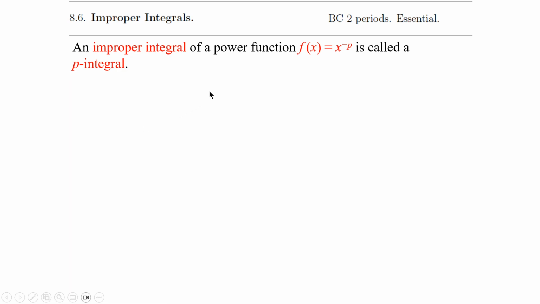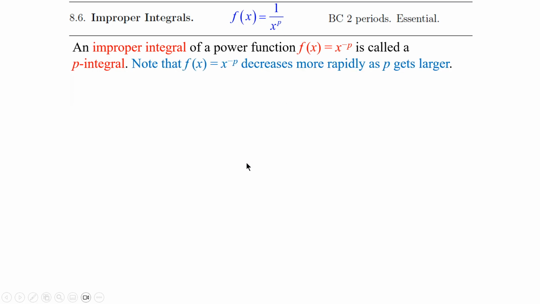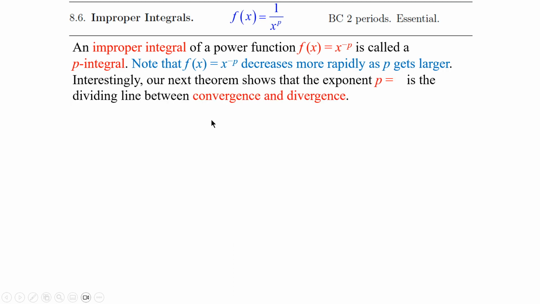So an improper integral of a power function, f of x equals x to the -p. Oh, we gotta love these. These are called p integrals right here. Okay? And you might see it in this form, x to the -p, or obviously 1 over x to the p. They're still p integrals. Note that f of x equals x to the -p decreases more rapidly as p gets larger. Makes sense, you guys? Interestingly, our next theorem shows that the exponent p equals 1 is the dividing line between convergence and divergence.